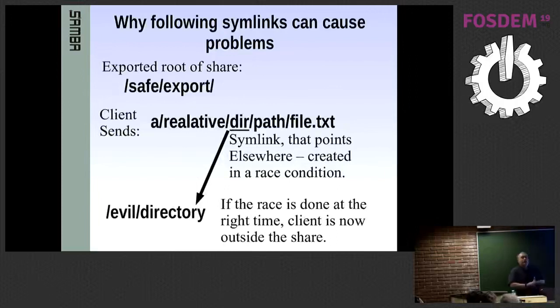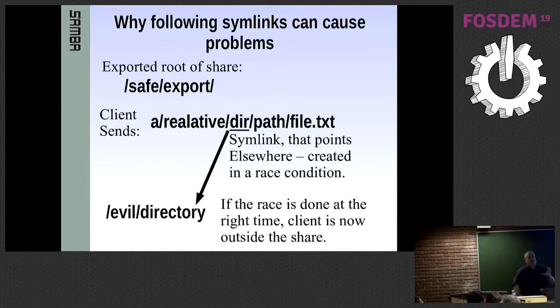So why is following symlinks on the server a bad idea? There you've got an isolated root //export, and then the client sends a relative path name. And while you're in the middle of processing that, another client can come in and replace that after you've processed past there with a symlink outside the safe exported zone. You have a race condition and it's a security hole. This was actually the security hole that I talked about in the presentation yesterday that Jann Horn, the Google developer, found.